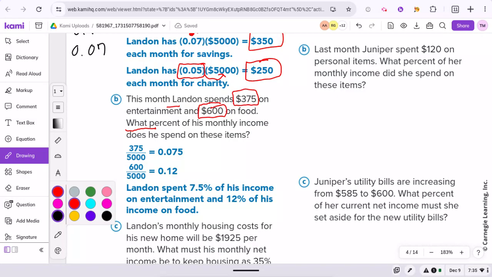So this time you need to divide 375 by the $5,000. That would be 0.075, and that would be about 7.5% if you change it to a percentage. And then for the food, here is the 600. The 600 of the 5,000, you're dividing, you get 0.12. So 600 divided by 5,000, that means 600 of the total 5,000 would be 0.12, or 12%.